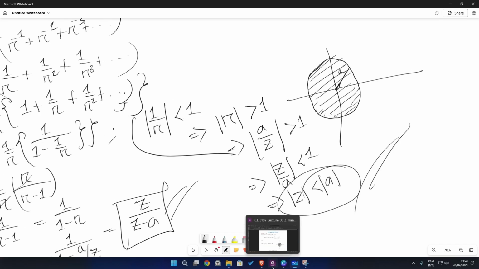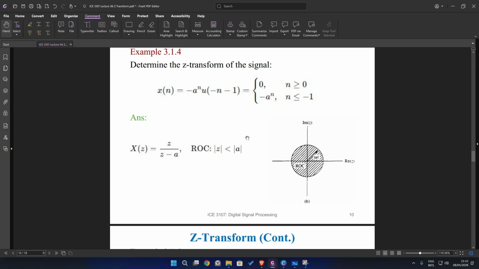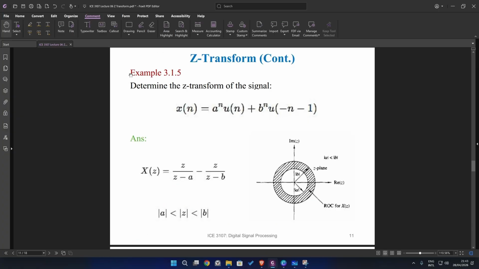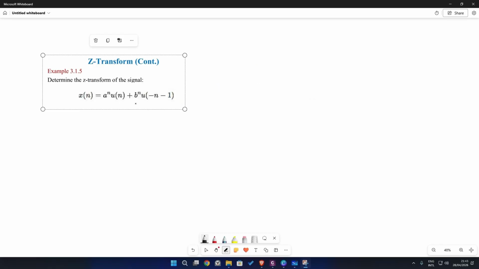Now moving to the next part. Yes, the answer is correct. Now this is another very important math, so let's do it. In this math we are seeing a to the power n u[n] plus b to the power n u[-n-1]. So there are two different terms and then summation. So we divide it into two parts.